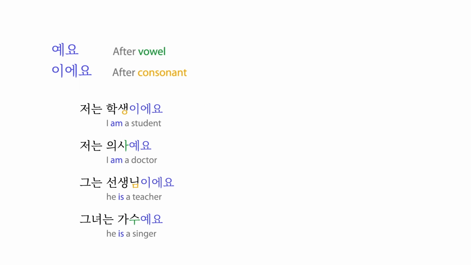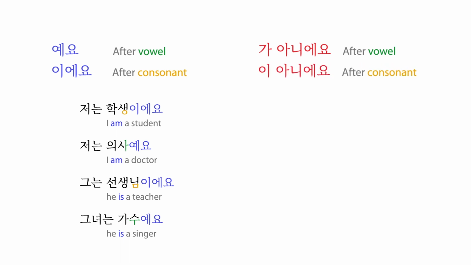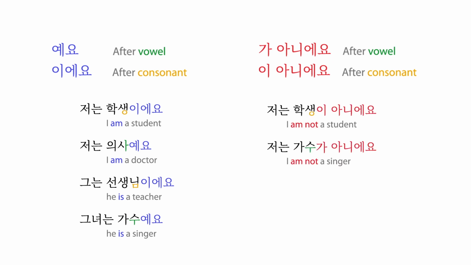To say that I am not or you're not, we use 가 아니에요 after a vowel, 이 아니에요 after a consonant. Example, 저는 학생이 아니에요. 저는 가수가 아니에요.